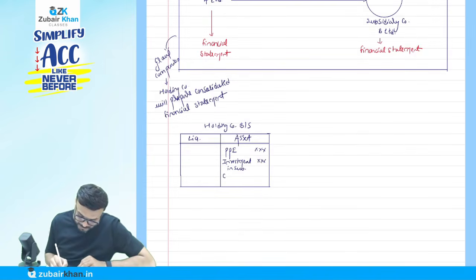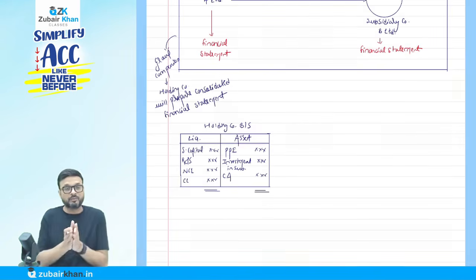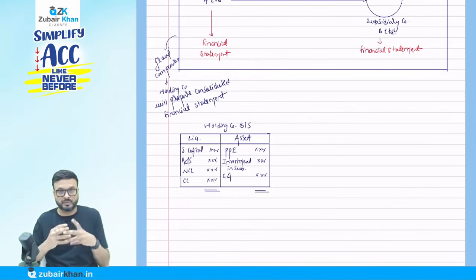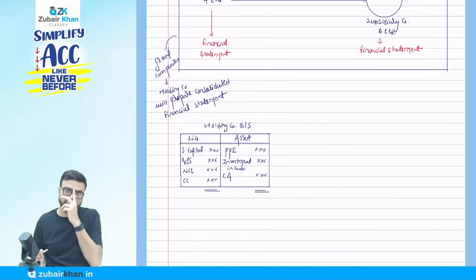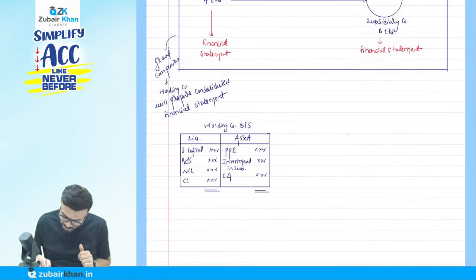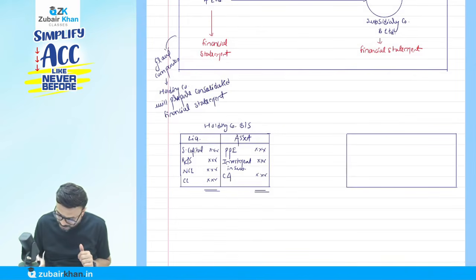I have here current asset. Now I have here share capital. Then we have reserve and surplus, non-current liability, and current liability here. So basically it's a balance sheet of a holding company. Now we want to merge two balance sheets because we are preparing the consolidated financial statement. Now this is a balance sheet of the subsidiary company.